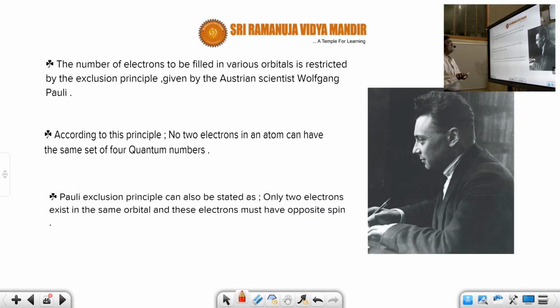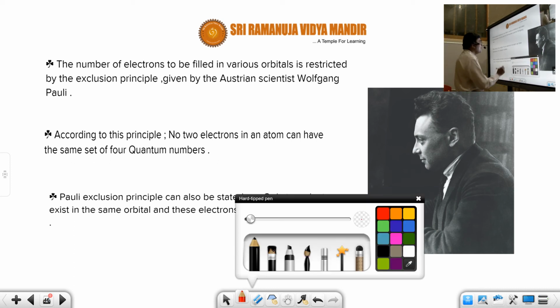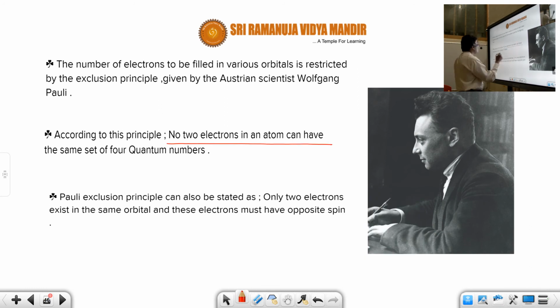Now let us see another rule, that is Pauli's exclusion principle. He is an Austrian scientist, Wolfgang Pauli. So what he said? Very simple. No two electrons can have the same set of quantum numbers. Same set of quantum numbers.